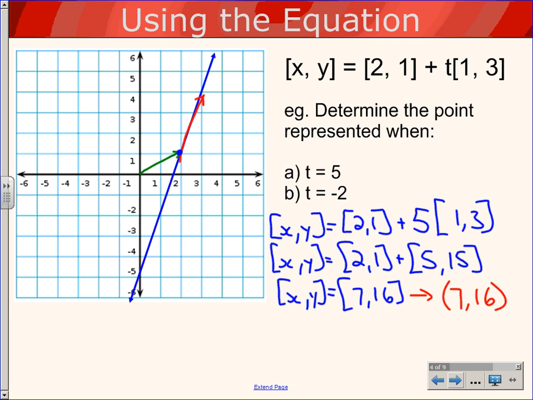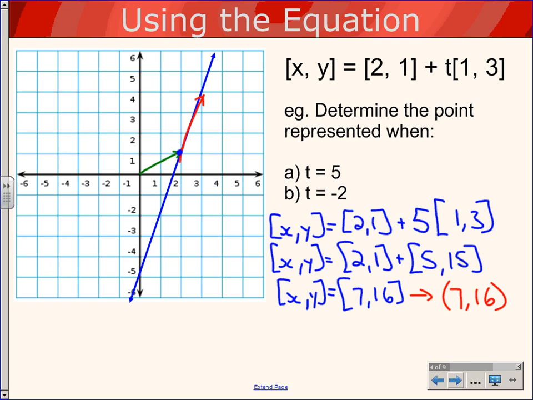So 7, 16 is a point on the line, and we get to that point if we let the parameter be 5. Letting the parameter be 5 is the only way to get to that point, right? If t was a little bit bigger, we'd move past it. If t was a little bit less than 5, we wouldn't have got all the way to 7, 16.